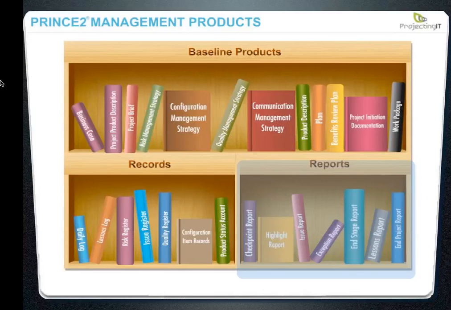In PRINCE2, there are two types of reports: time driven and event driven. Time driven reports are those which are prepared at an agreed frequency, like every Friday or fortnight or first of each month or first Monday of each month, and so on. What kind of reporting is required is defined in communication management strategy. Now, this reporting is only between project board and project manager and project board and the corporate. So, reporting requirements between them is captured in communication management strategy.